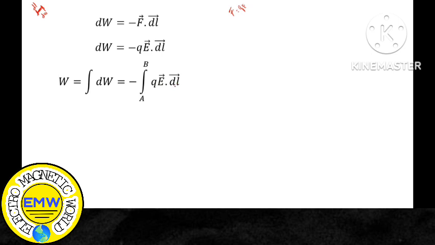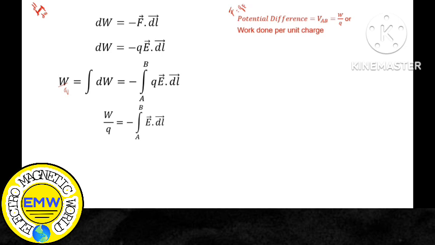Q is constant, so Q comes out here. So we know the potential difference. What is the equation of potential difference? VAB is equal to work done per unit charge, which is known as potential difference. The work done, W, divided by Q will give us the value of the potential difference from point A to point B, VAB. So W divided by Q is equal to minus integral from A to B of E dot dl.